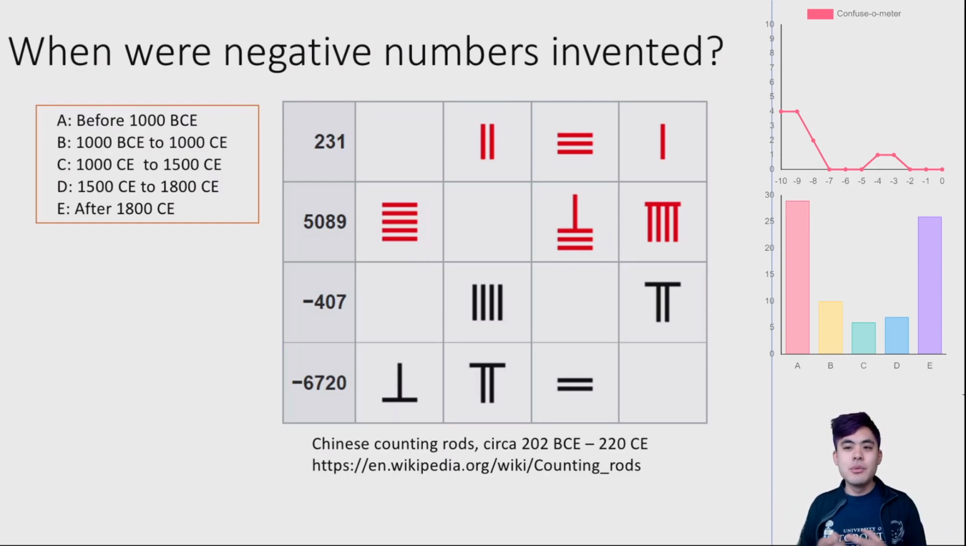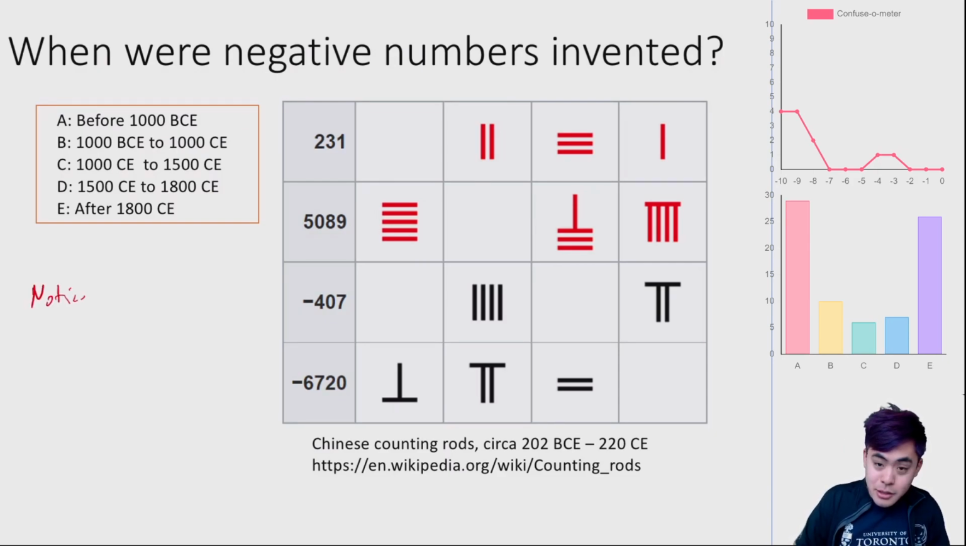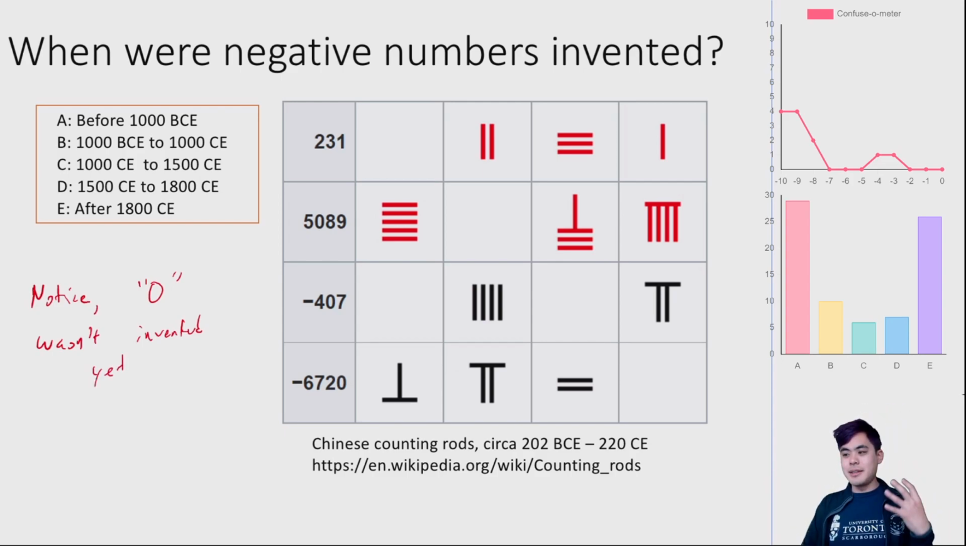Somehow it took until around 200 BCE before someone had the idea of writing down negative numbers and using them. Also notice that 0 wasn't invented yet either. 0, the concept of nothingness, well, the concept of nothingness has been around for a very long time, but the idea that it ought to be a number took much longer for people to figure out.